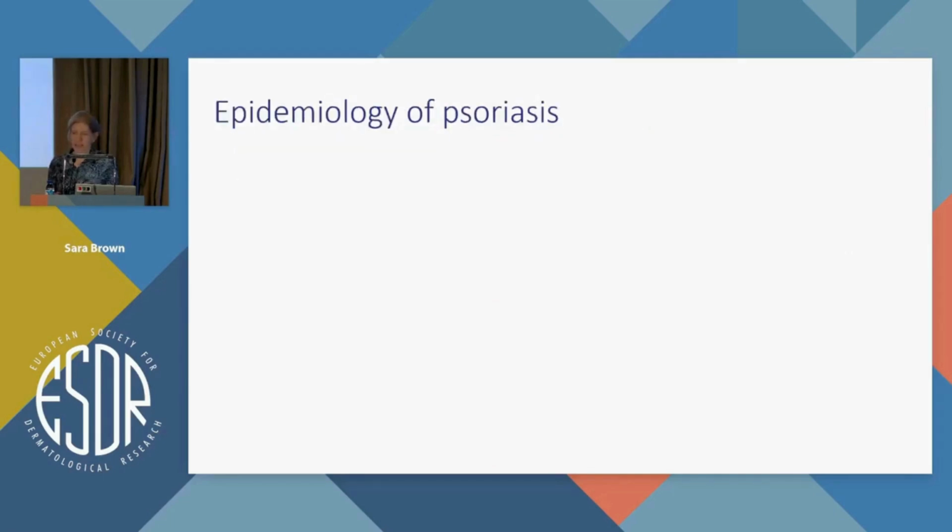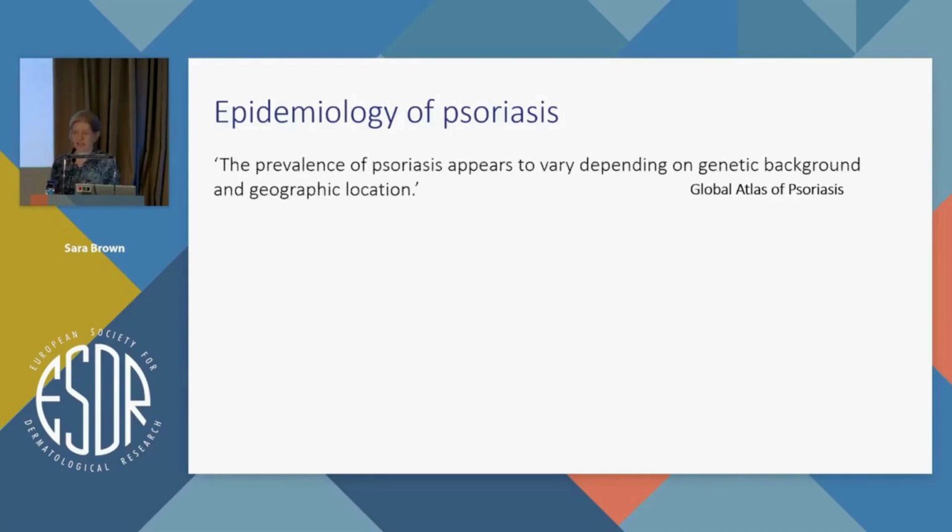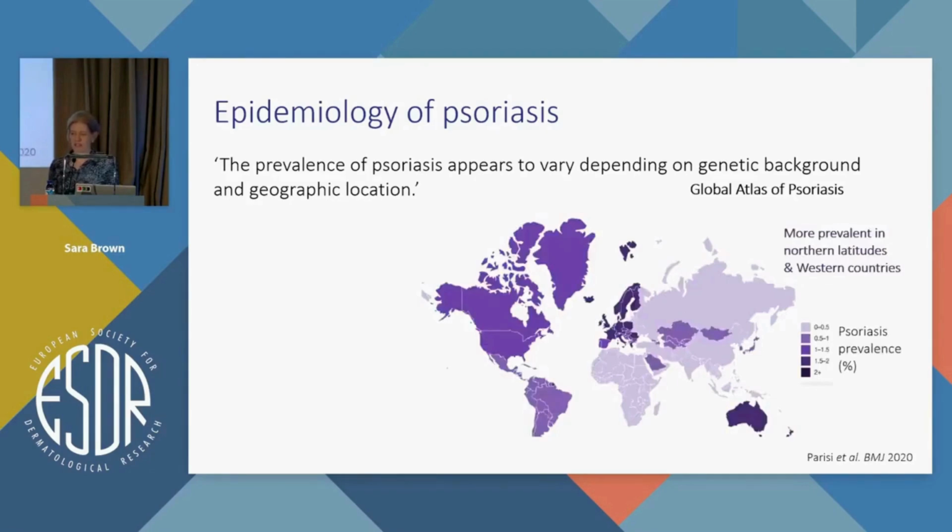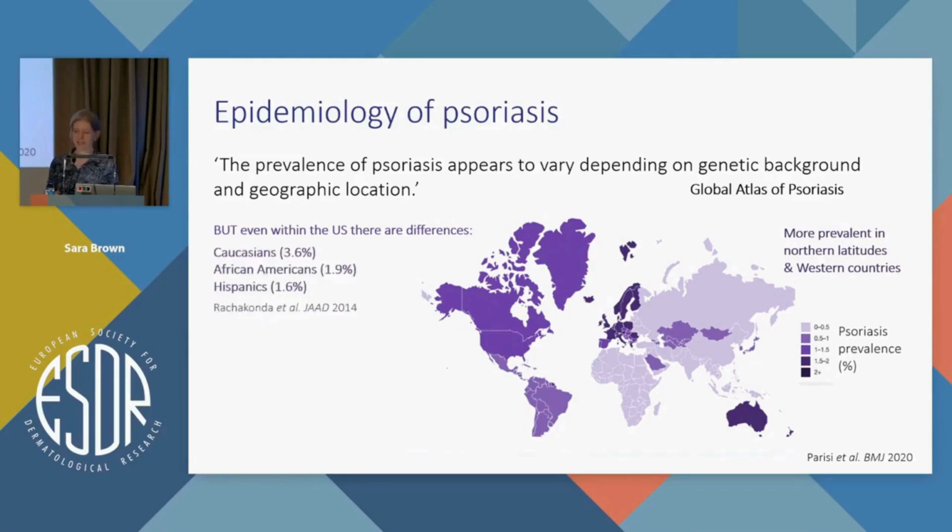So then looking at the epidemiology of psoriasis, this is a quote from the Global Atlas of Psoriasis, which is a phenomenal resource looking at psoriasis across the world. You can see that it is more prevalent in northern latitudes than the western countries. The colour coding here is the psoriasis prevalence in percentage. But even within the US, which is coloured all the same way, there are ethnic and racial differences.